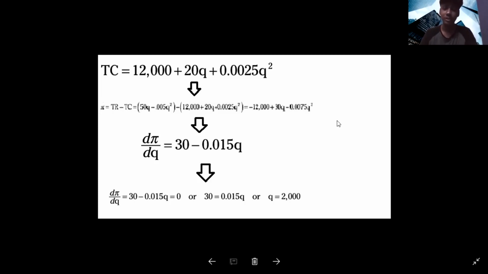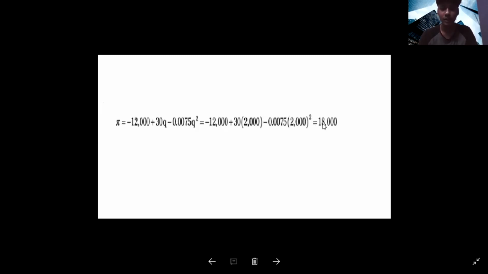Now we differentiate this equation on both sides with respect to q, and we put this equal to 0 to get q equal to 2000. Now this tells us that by producing 2000 units of the good, we'll get the maximum profit. Putting this value of q in the profit equation, we get the maximum profit equal to 18,000.